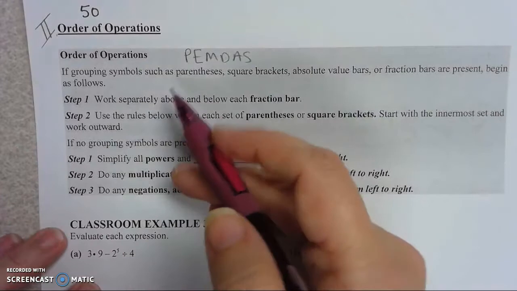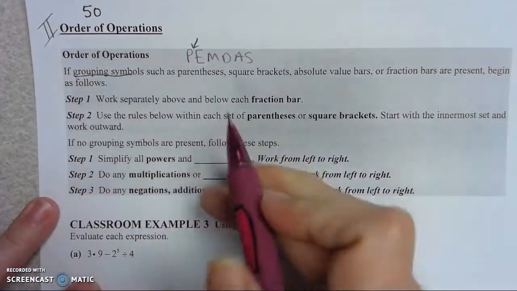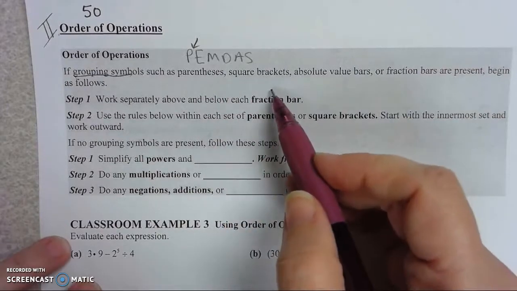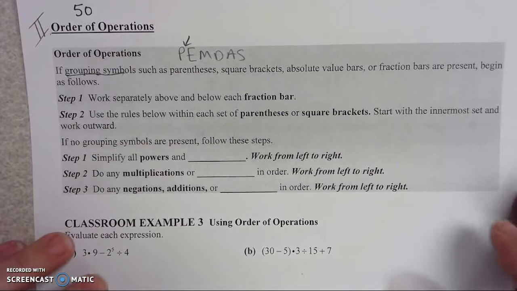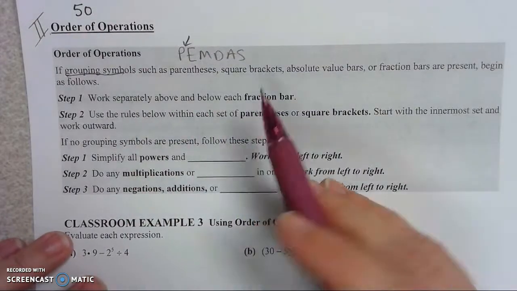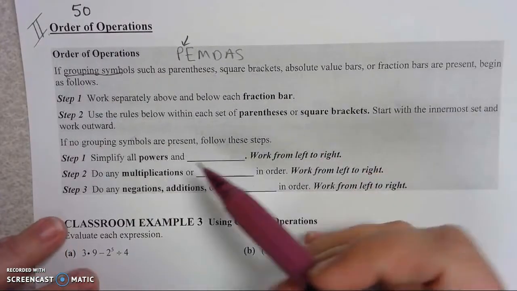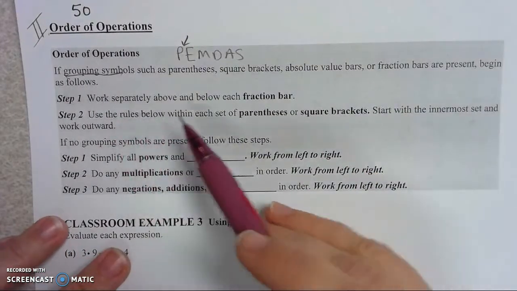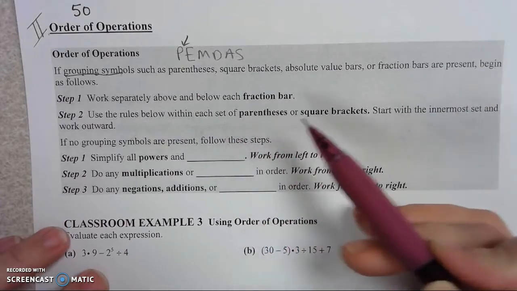Alright, so really, instead of just parentheses, it should be grouping symbols. That includes parentheses, square brackets, absolute value bars, fraction bars. Alright, so if it is a fraction, you want to work the numerator and denominator separately. Alright, and then you're going to use the rules that are listed below, within each set of parentheses.